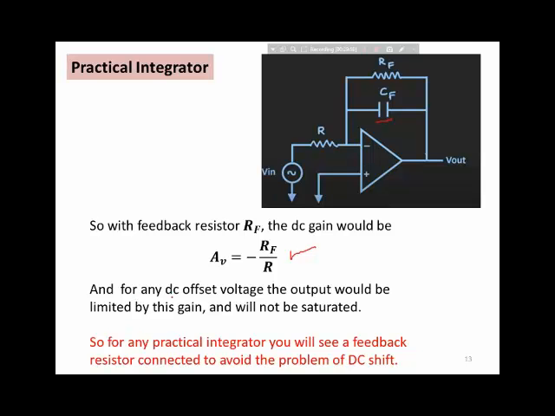And for any DC offset voltage, the output would be limited by this gain, and the output will not go into saturation, as you are now having a finite gain. So for any DC input, with this finite gain, output would be finite, and the operational amplifier would not go into saturation. So for any practical integrator, you will see a feedback resistor connected along with this capacitor to avoid the problem of DC shift.